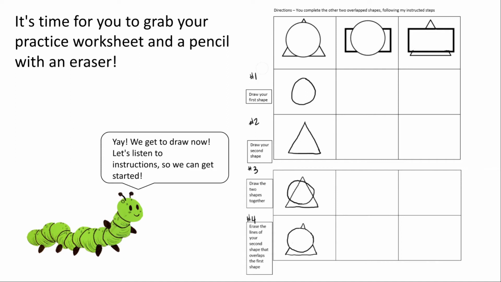Okay, so that's the steps, and that's what I want y'all to do. So I want y'all to practice that in the middle column and the last column. So the middle column is a circle with a rectangle, and the last column is a rectangle with a triangle. So I'm going to give y'all some time to do that right now.